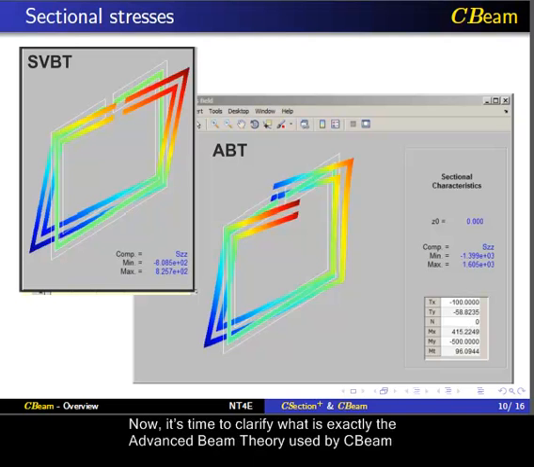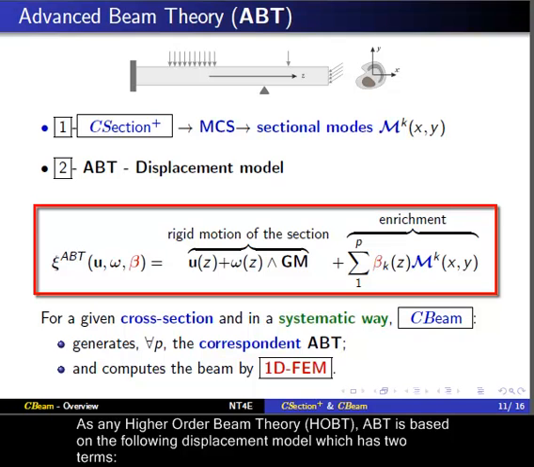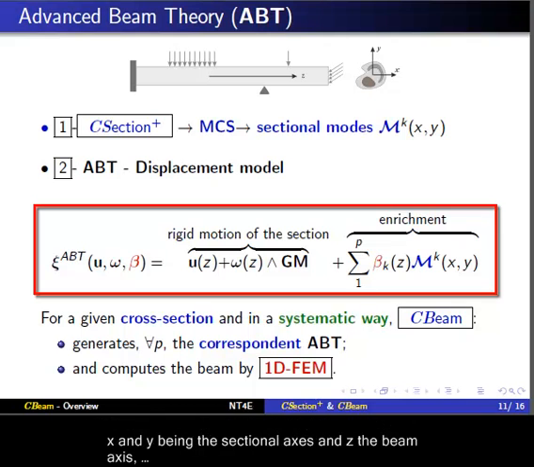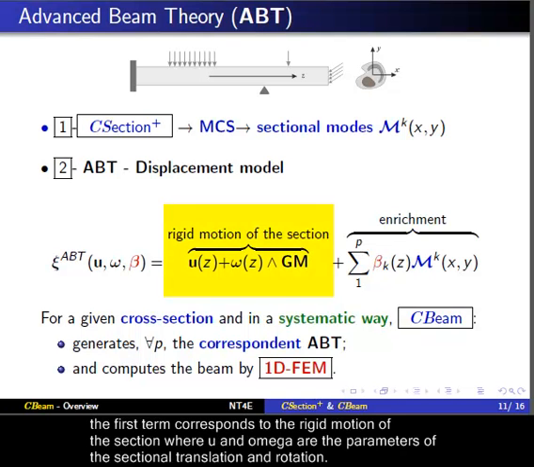Now it's time to clarify what is exactly the advanced beam theory used by CBeam. As any higher order beam theory, ABT is based on the following displacement model, which has two terms: X and Y being the sectional axis and Z the beam axis. The first term corresponds to the rigid motion of the section, where u and omega are the parameters of the sectional translation and rotation.